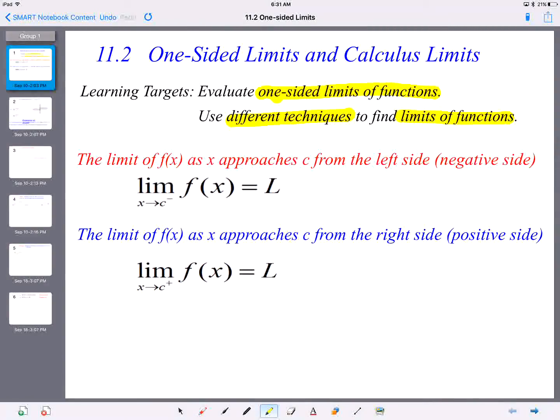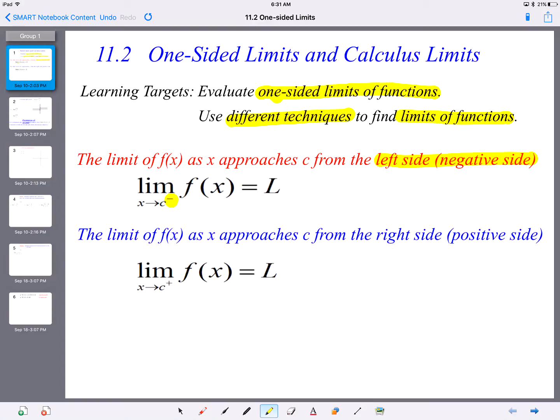The first part is one-sided limits. Now yesterday we talked about how a limit exists if it approached the same value from both sides. But on one-sided limits, we're only looking at a specific side. So for example, the limit of f of x as x approaches c from the left side of the graph, or the negative side, is written the same way, but you notice that x is approaching c, and then there's this little negative sign. That indicates that you're approaching it from only the left side. And so you can answer that question, but only from the left side of the graph.